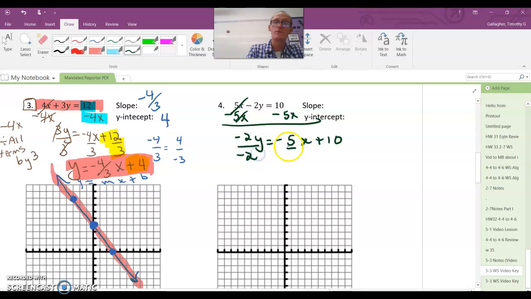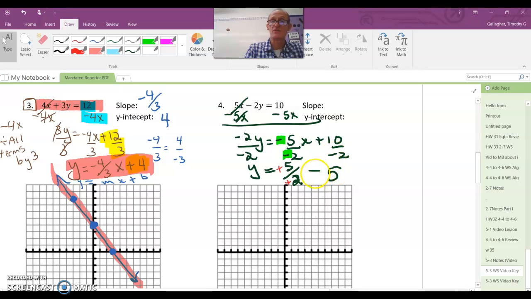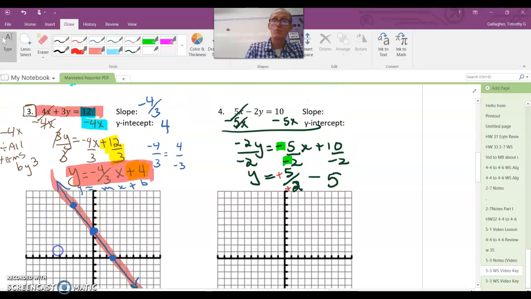Divide by negative 2. So y equals 5 over 2, and it's positive because this negative and this negative make a positive. Over 2. And then minus 5, because negative 2 into positive 10 gives us minus 5. All right, so the slope is 5 over 2, and the y-intercept is negative 5.